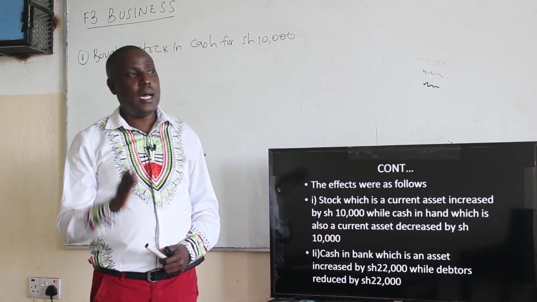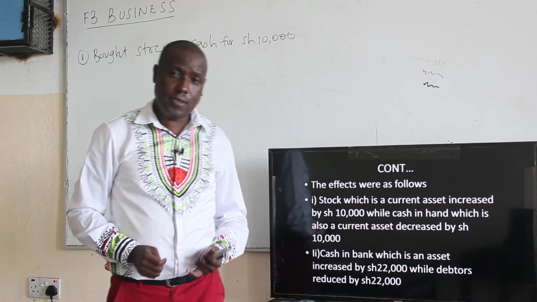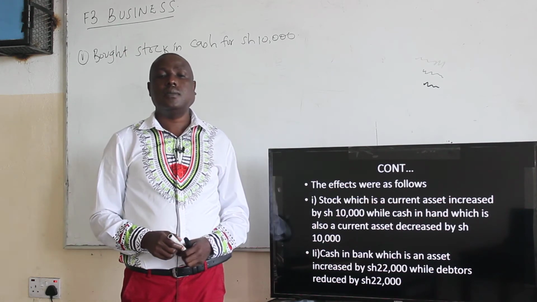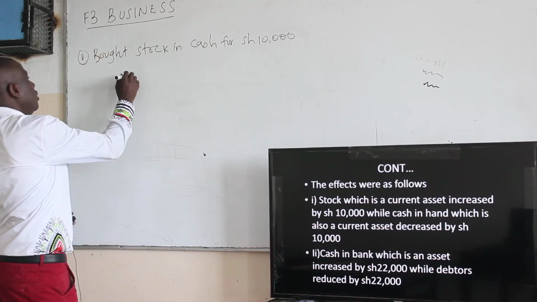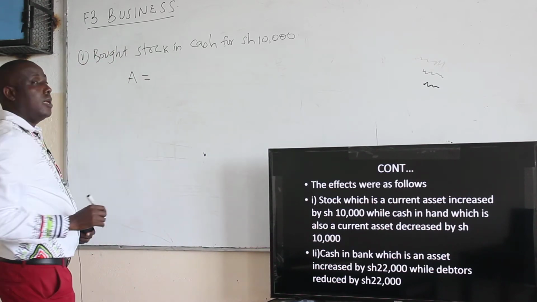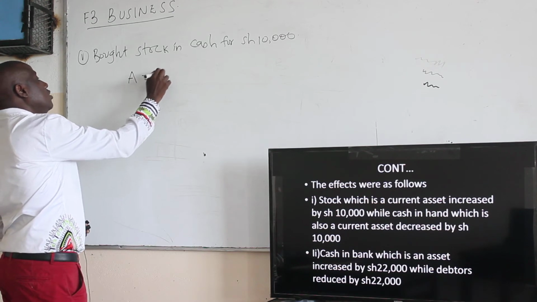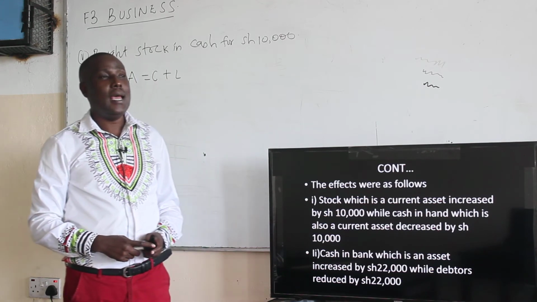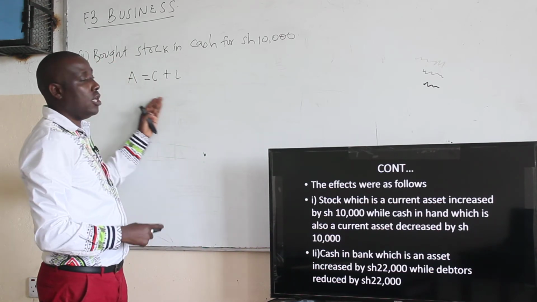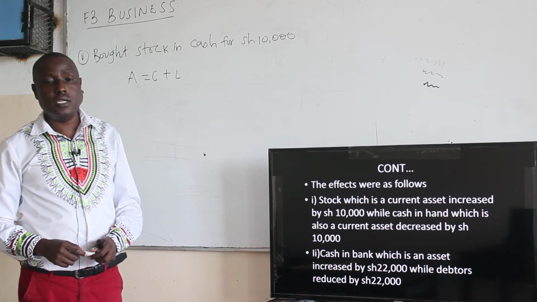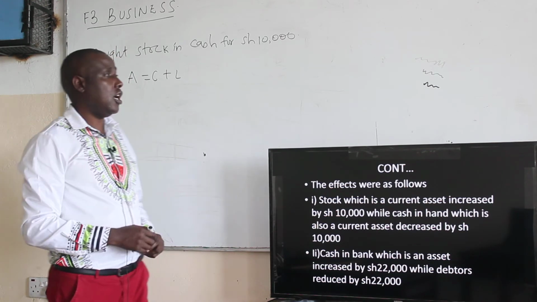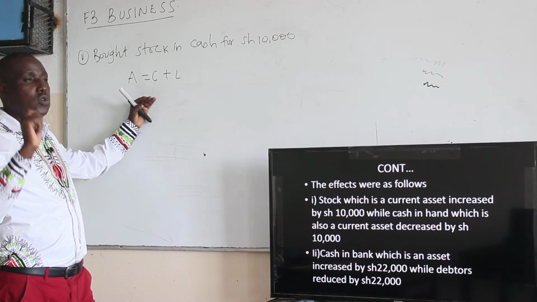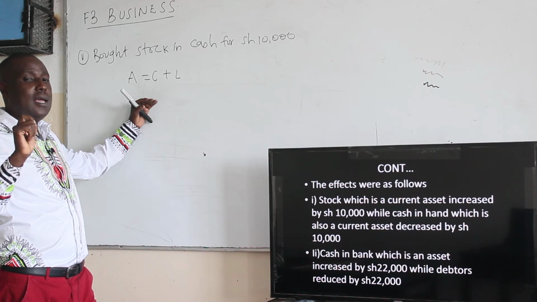So when you talk about a balance sheet, we say we have assets, we have capital, and we have liabilities. And we say a balance sheet has the following equation: A equals C plus L, where A is assets, C is capital, and L is liabilities. So total assets should be equal to the capital and liabilities. So when you look at this transaction, we have to ask ourselves, what is an asset? Which one is the capital? Which one is the liability?